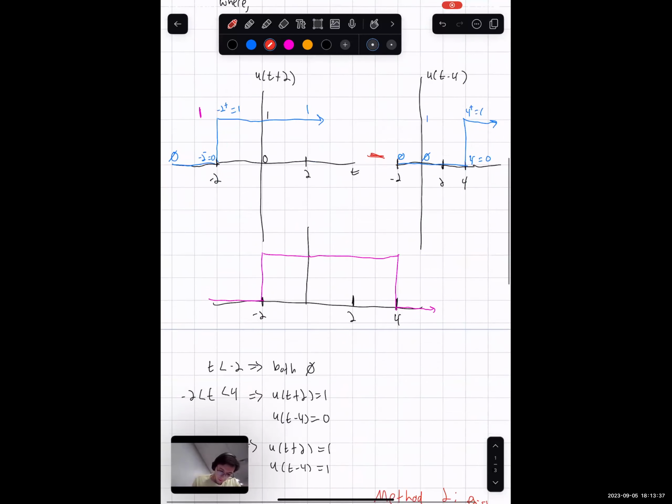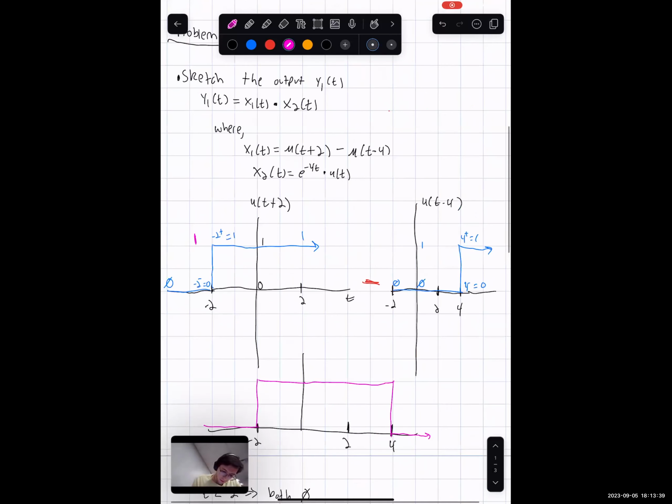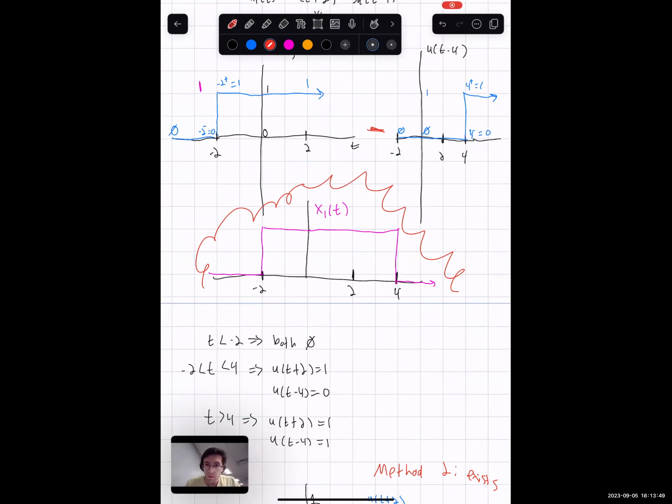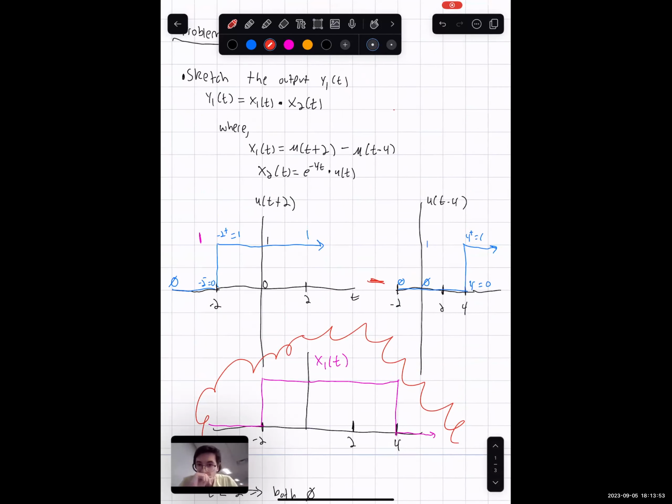So now what this function is going to be is x1 of t. Here we've just figured out what x1 of t is, so we want to make sure to store this. Remember that. So we found x1 of t. Any questions so far? No? We're feeling pretty good?